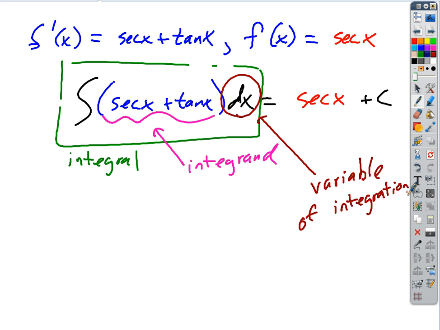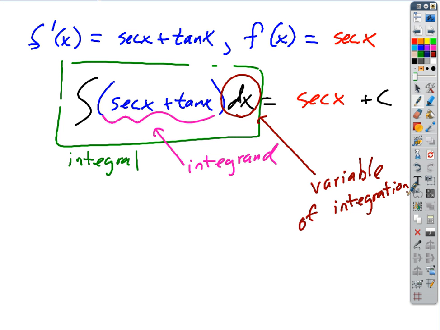So here's how this thing looks. The answer is what shows up out here. This is the function that was originally differentiated. That's what we're left with when we undo the differentiation process. We would have differentiated secant x to get the integrand.